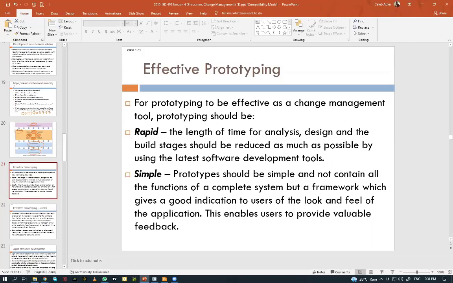You see, we are saying that prototypes are not the final system. They do not contain all the functions, but a framework which gives a good indication to users of the look and feel of an application. This enables users to provide valuable feedback.